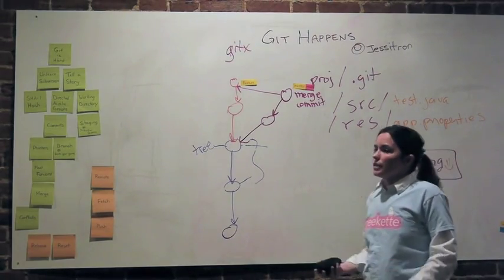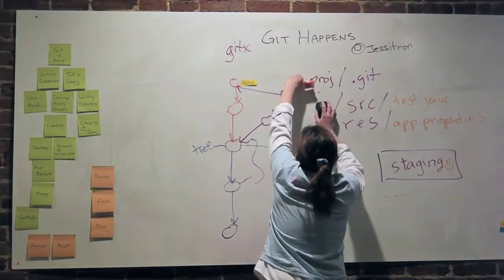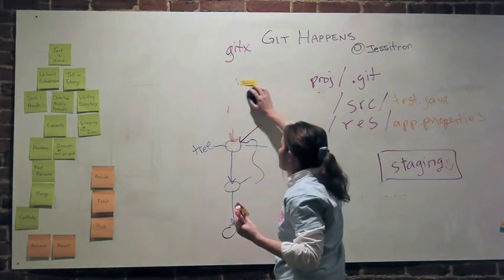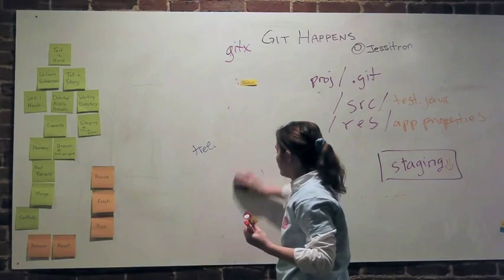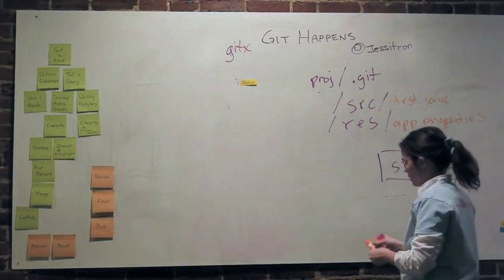There's another way to tell the story of the merge. If you have conflicts, you have to have a merge commit. You're making changes actively to resolve those conflicts. But if you don't, oops, I erased too much of that.